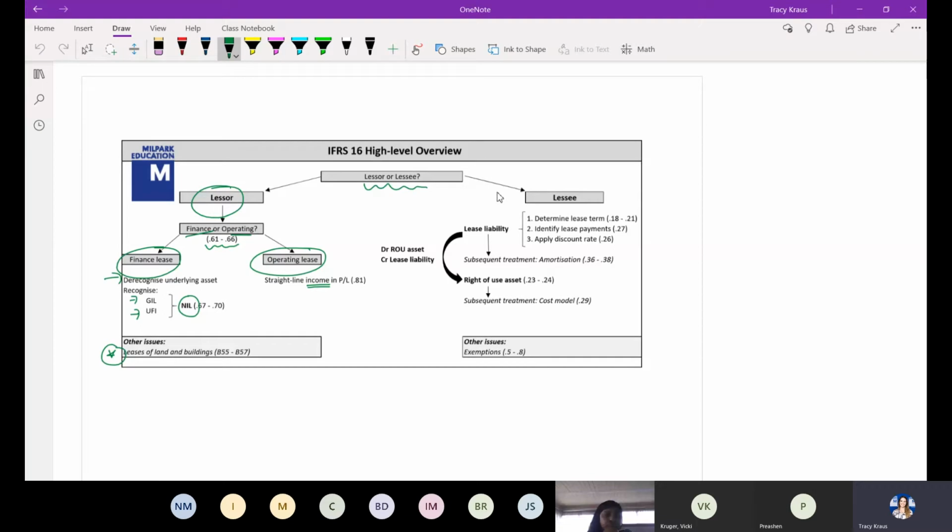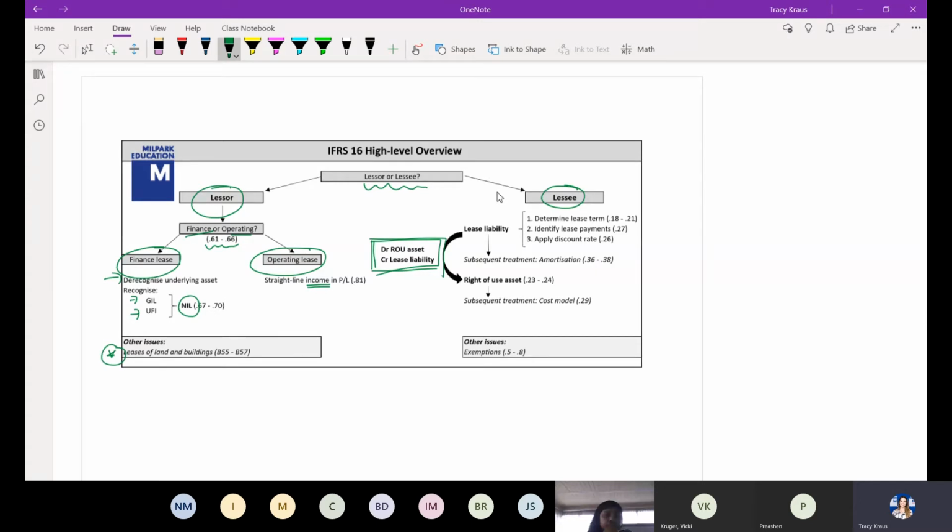So taking it from the lessee's perspective, we have this very key journal entry, which happens at the date of initial recognition. Instead of a lessee thinking about operating and finance leases, they don't think about that at all. They just process this journal entry. And they will process that journal entry for just about every single lease that they enter into.